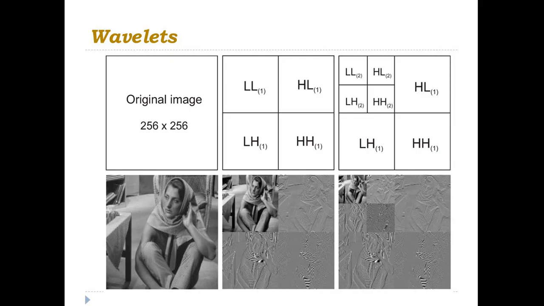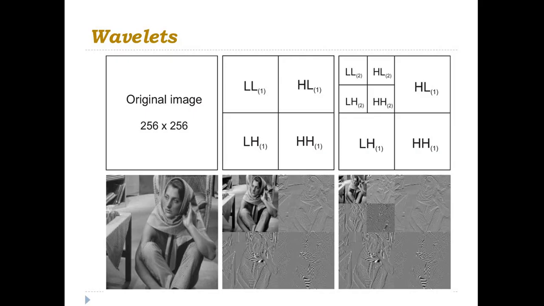We have our original image, 256 cross 256. This is subdivided into low-low, high-high, low-high, and high-low. So this low-low will be the low frequency components. This high-high will be the high frequency components. Low-high and high-low are in between. So the image is subdivided.